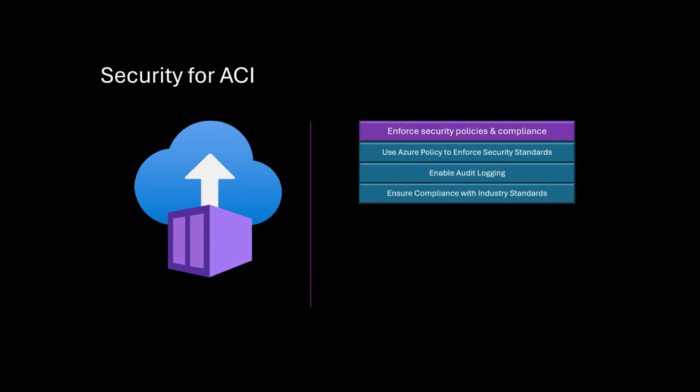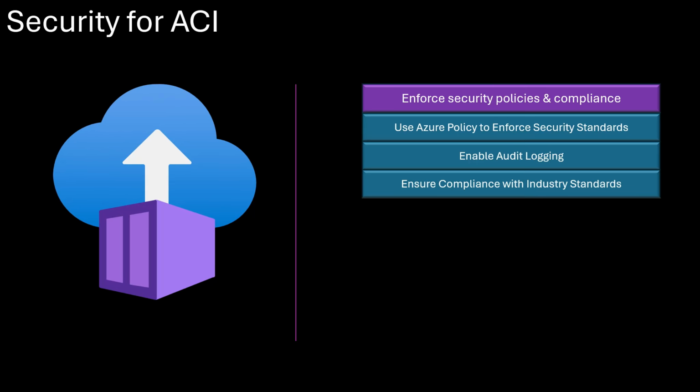If your organization has security policies or compliance requirements, you need to ensure your ACI deployments follow best practices. How can you achieve this? You use Azure Policy to enforce security standards. This can prevent misconfigurations, untrusted image pools, and open network exposure.